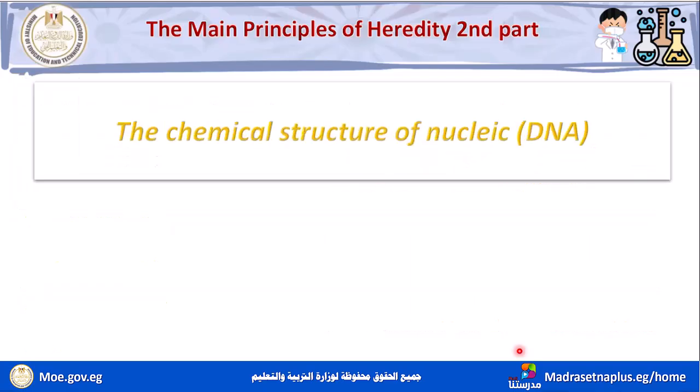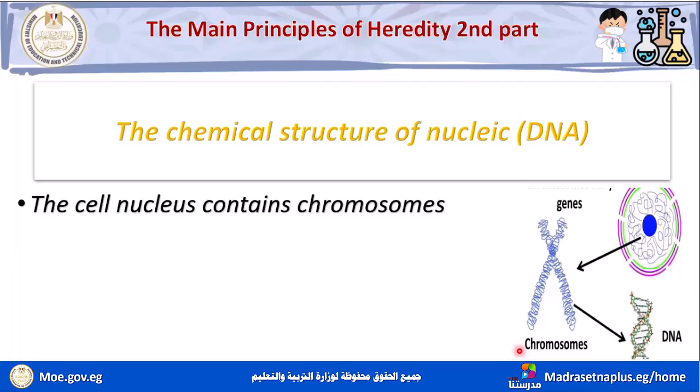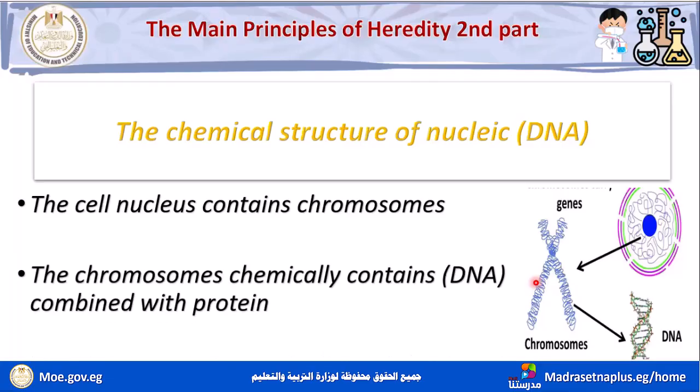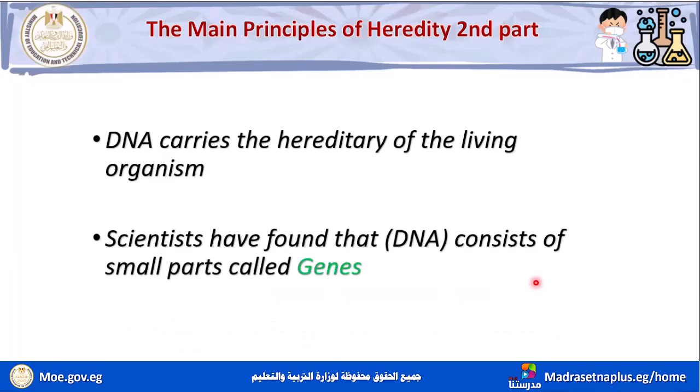The chemical structure of nucleic DNA. The cell nucleus contains chromosomes. Okay. The chromosomes chemically contain DNA combined with protein. DNA carries the heredity of the living organism. Scientists have found that DNA consists of small parts called genes.